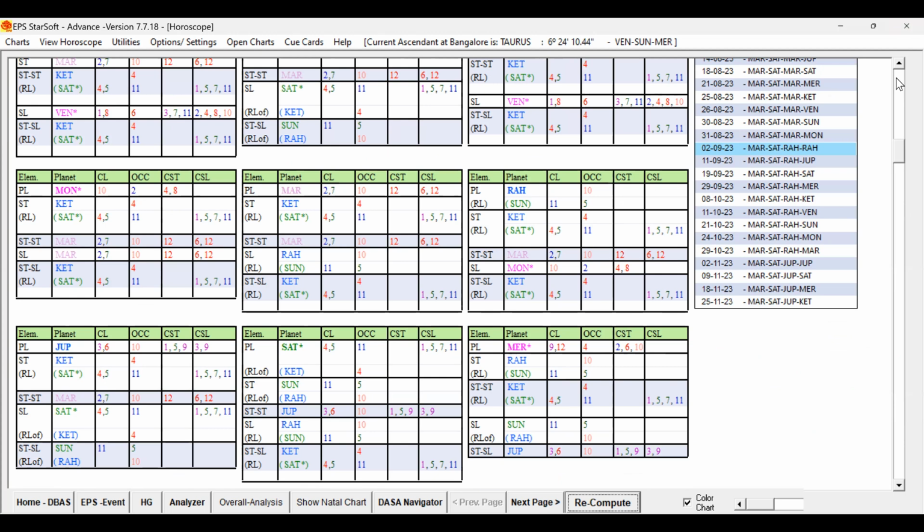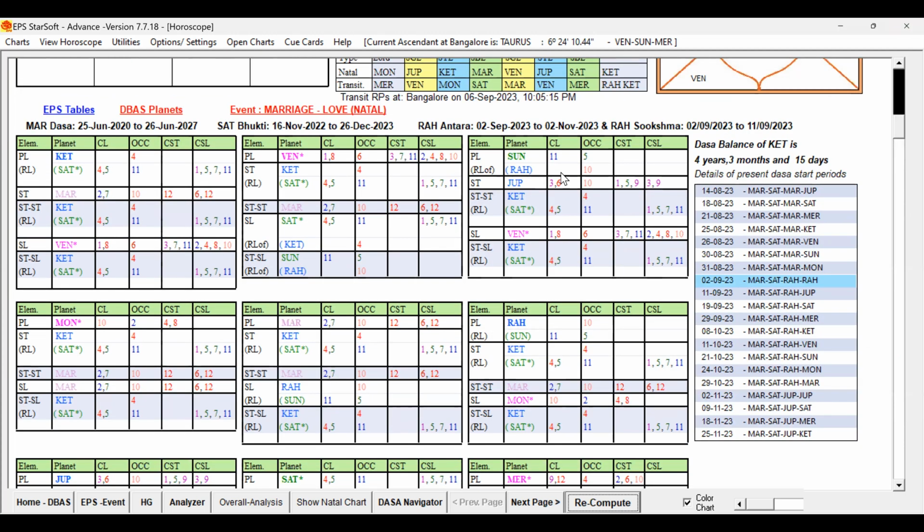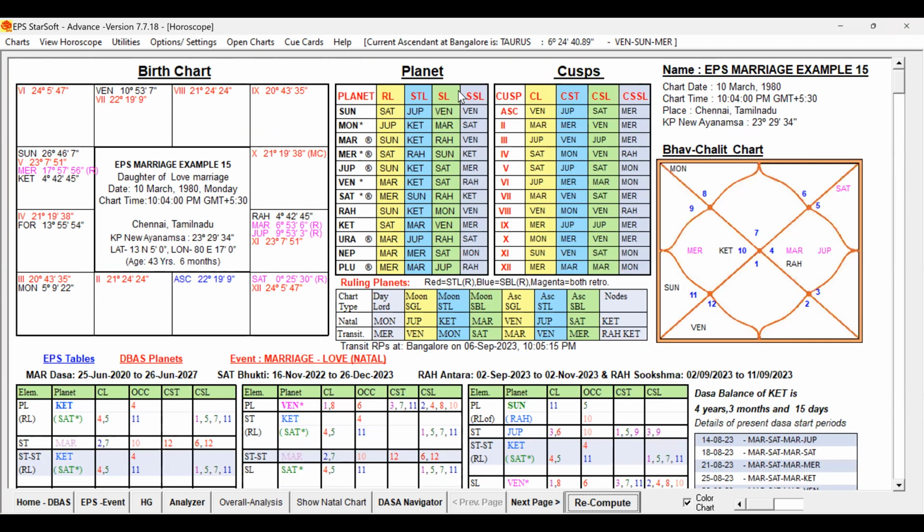I think you are able to understand this one, and we will see in the next video, with the help of the Bhukti table, how these key planets play a role. That we will try to identify.